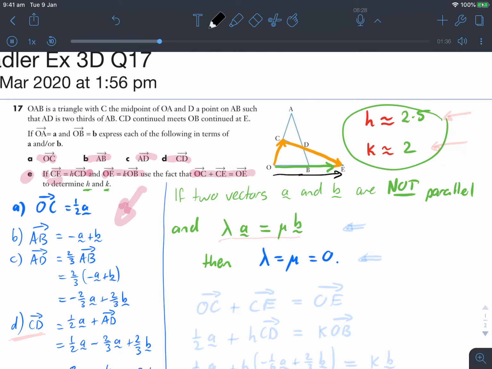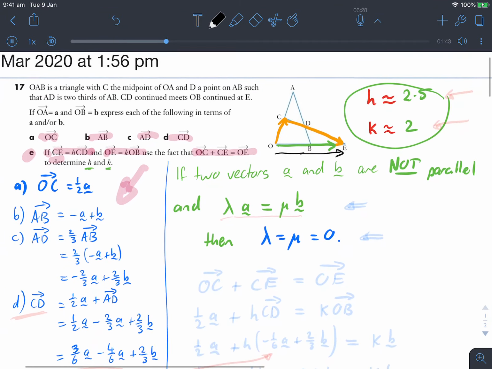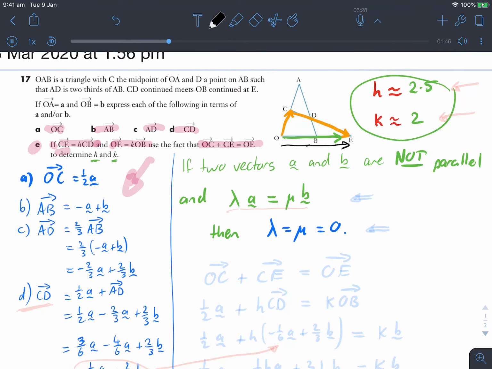Now we're going to use the fact written in green here: if two vectors A and B are not parallel, and some scalar multiple lambda times vector A is equal to the other scalar multiple mu times vector B, then we can say that the two scalar multiples lambda and mu are in fact both equal to 0.